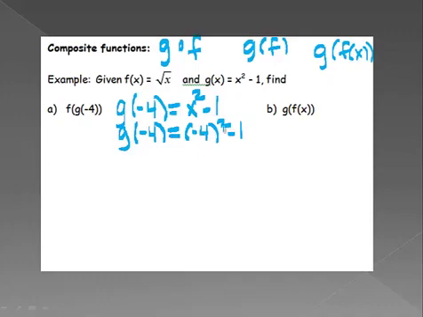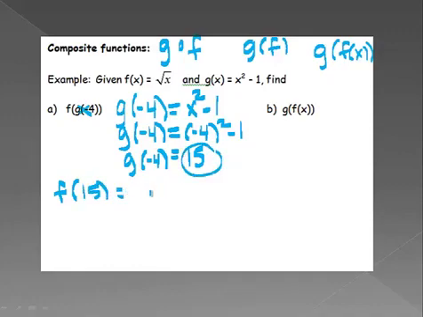Okay, let's do the work. Negative 4 squared is 16. 16 minus 1 is 15. So g of negative 4 is 15. So we've kind of done the inside. So now we have to do f of, remember this answer was 15?